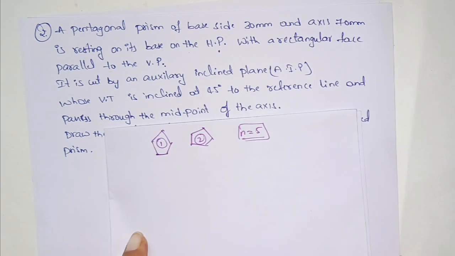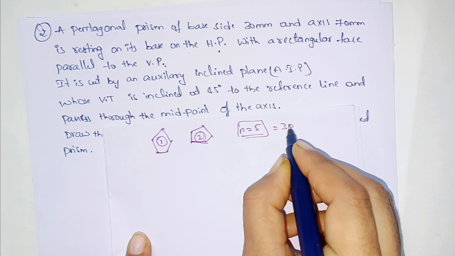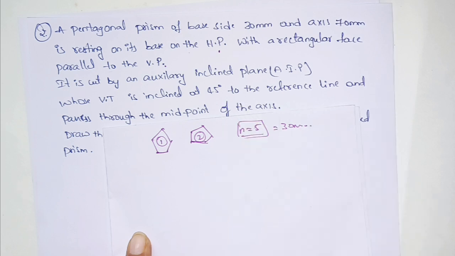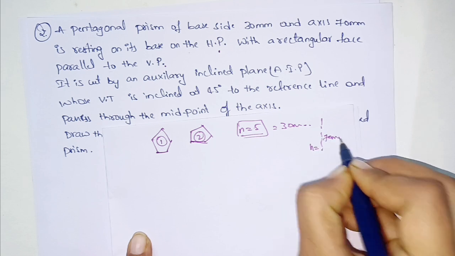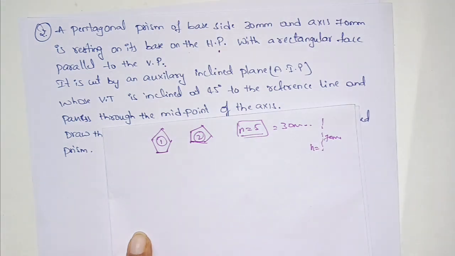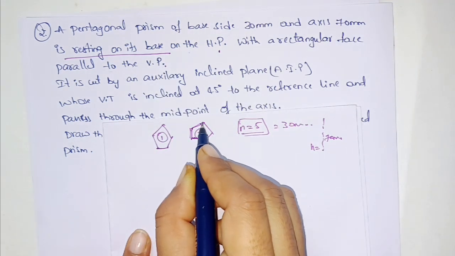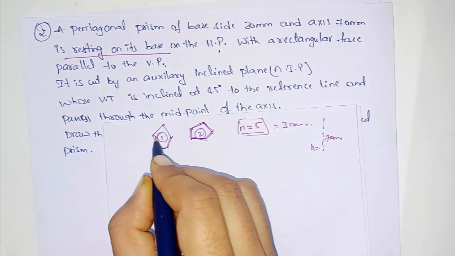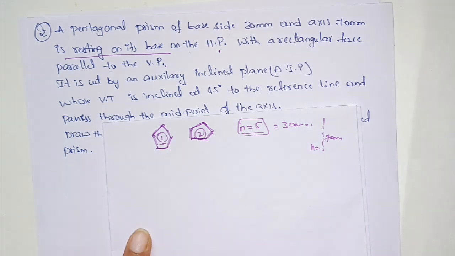Here the pentagonal prism of base side, meaning one side is 30 mm, means all 5 sides are 30 mm, and the axis is also given, the axis height is equal to 70 mm. Resting on its base means any base; it is not mentioned whether perpendicular or parallel, so you have to draw any alternative diagram, either one or two.